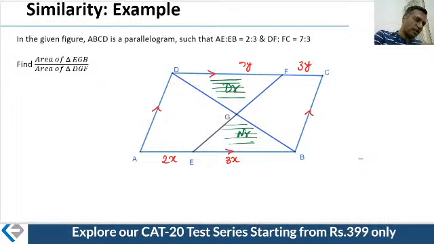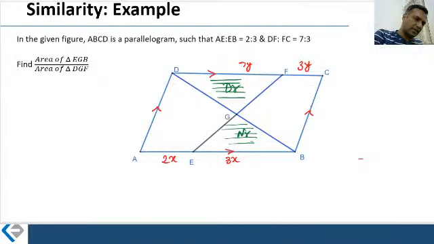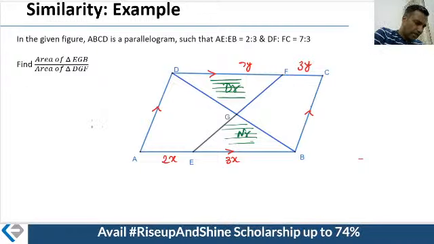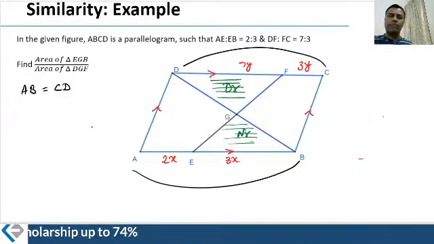Now look at this. What I know is that in a parallelogram, the opposite sides are equal. What do you mean by that? Opposite sides are equal means the length of AB will also be equal to the length of CD. AB is equal to CD. That's what you mean by the parallelogram, right?